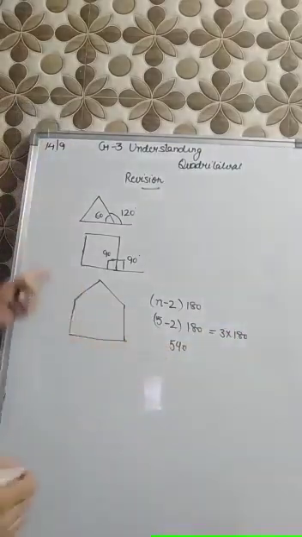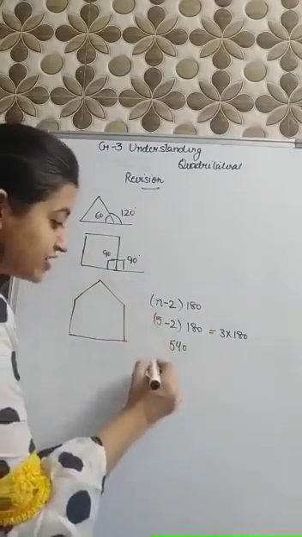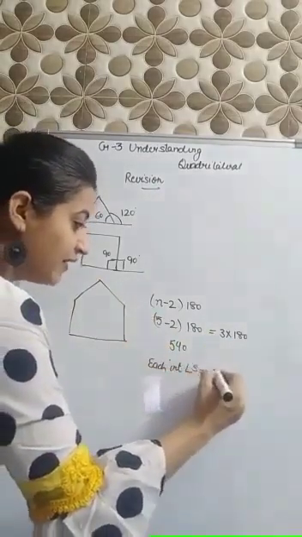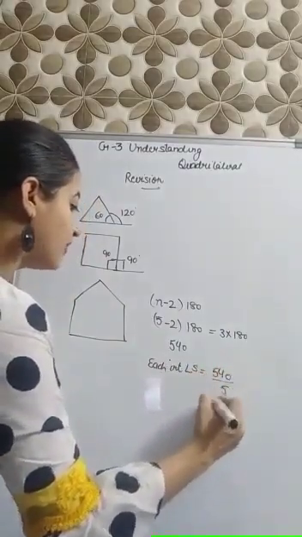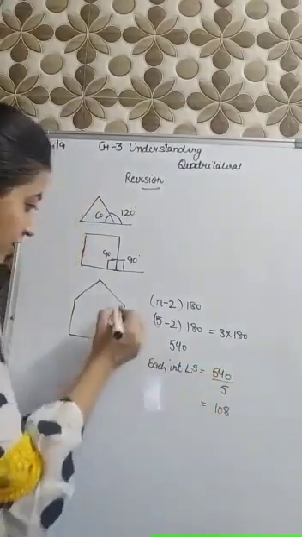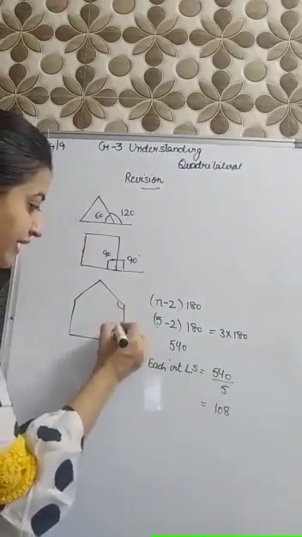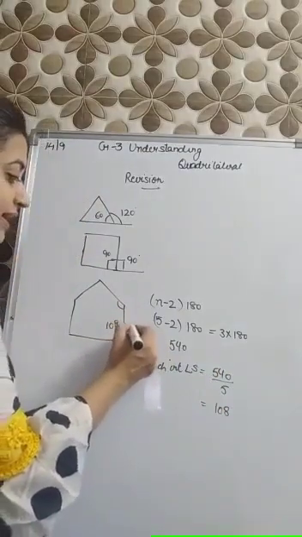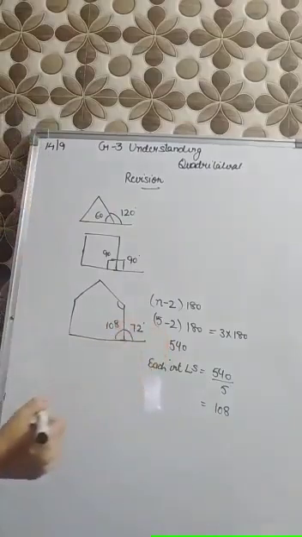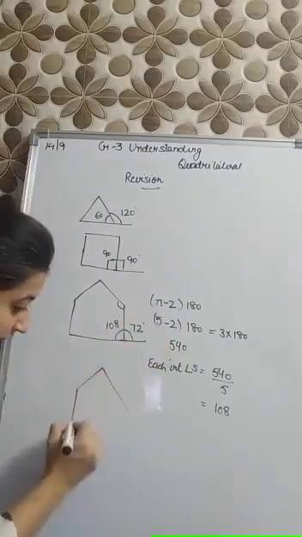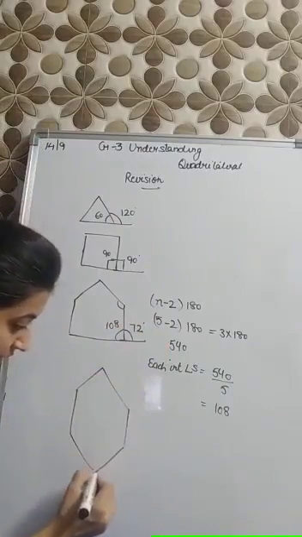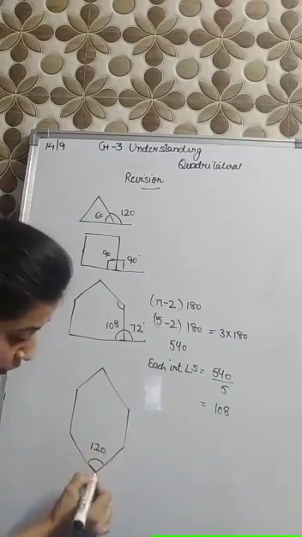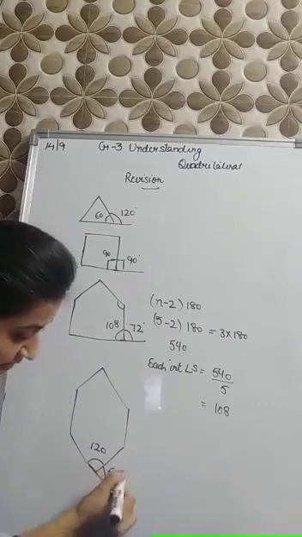This is the sum of all interior angles. And each interior angle is 540 upon 5. This is 108. So each interior angle we are getting as 108. If each interior angle is 108, then the exterior angle is 72. And let's talk about another figure, that is the regular hexagon, each of whose angles is 120 degrees. If we talk about the exterior angle, each angle is 60 degrees.